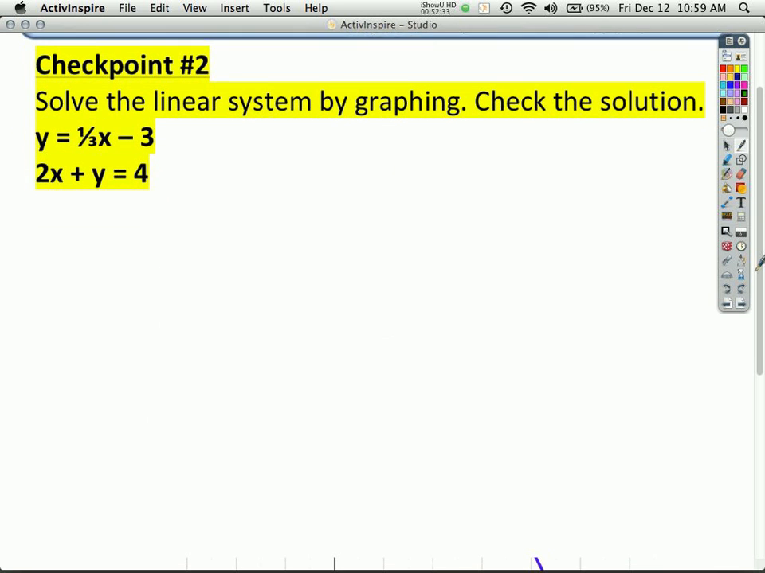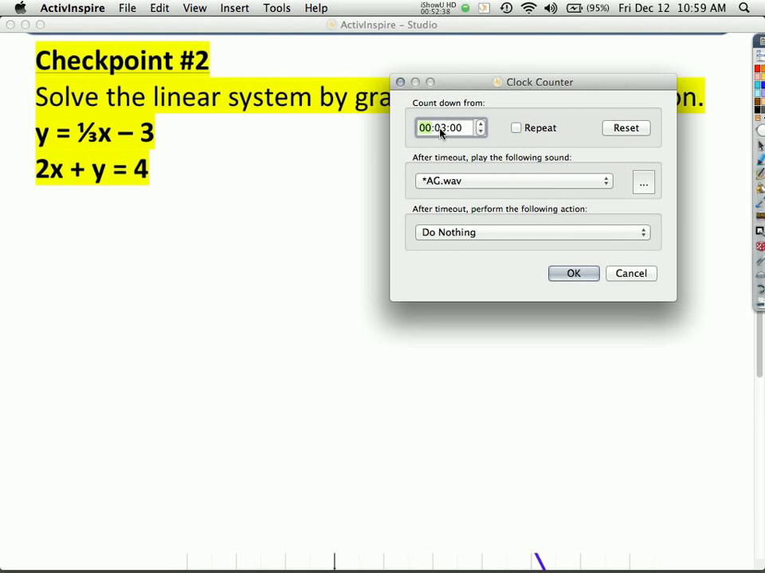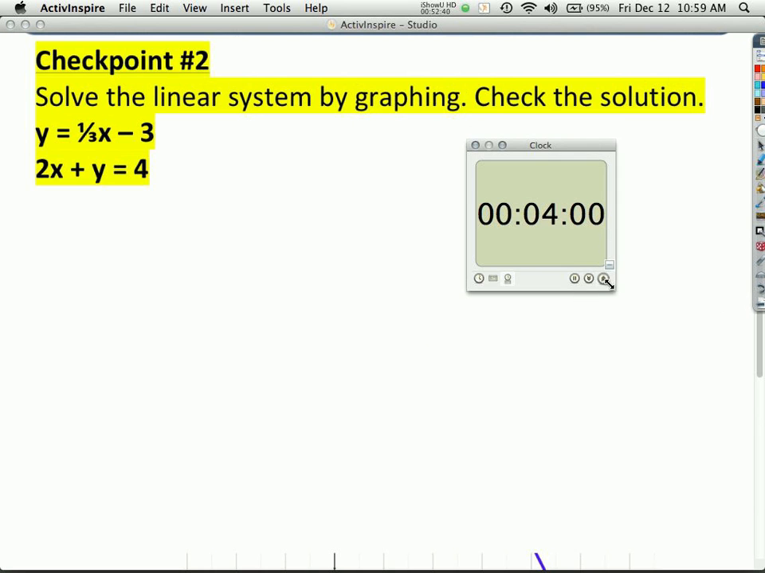Checkpoint number 2. Since the process does take some time, you got 4 minutes on the clock. Go.